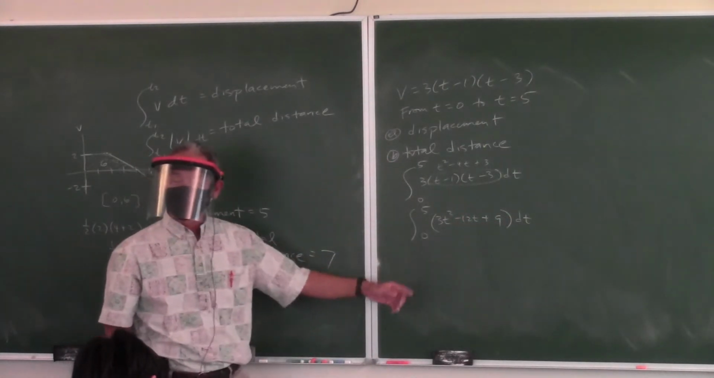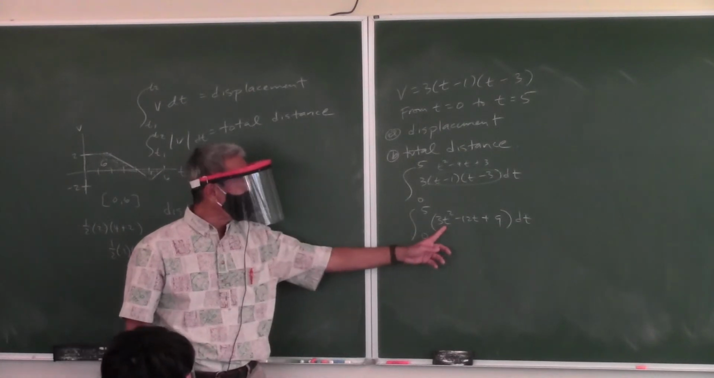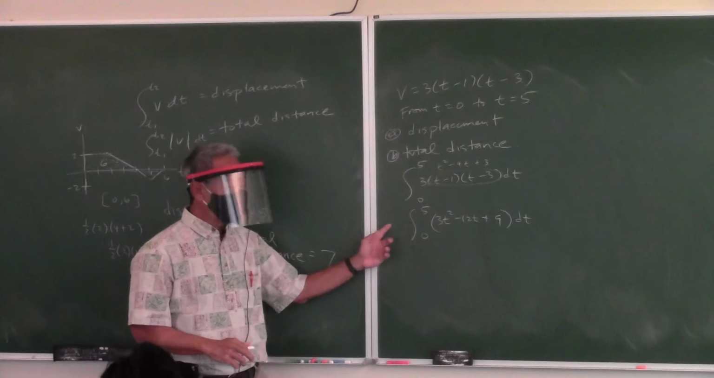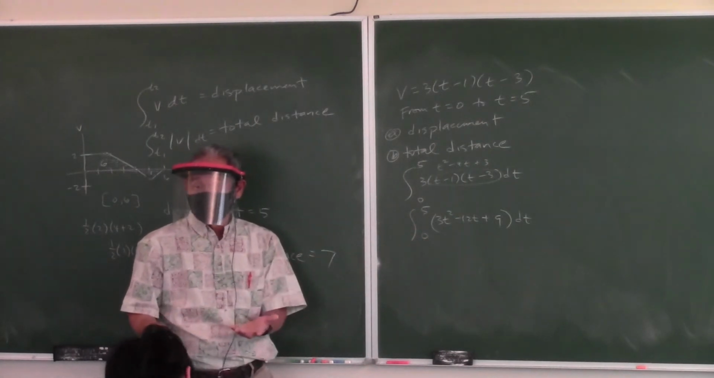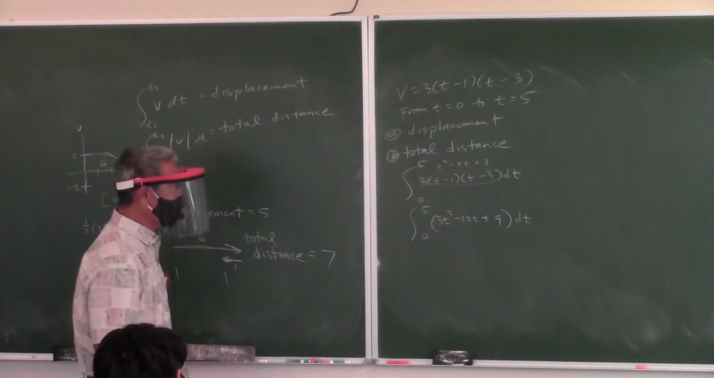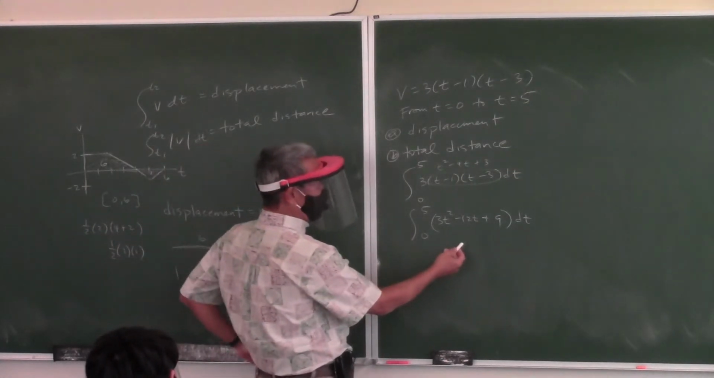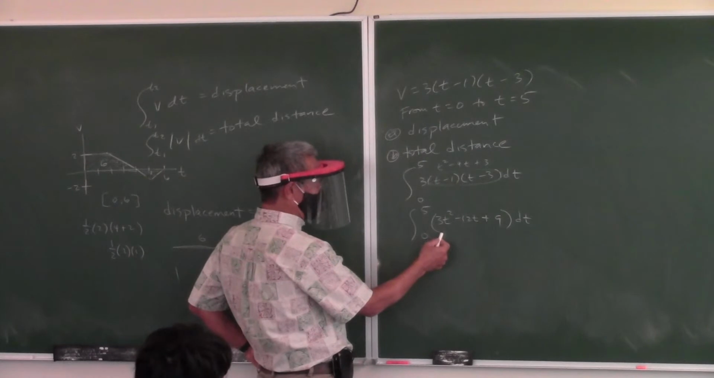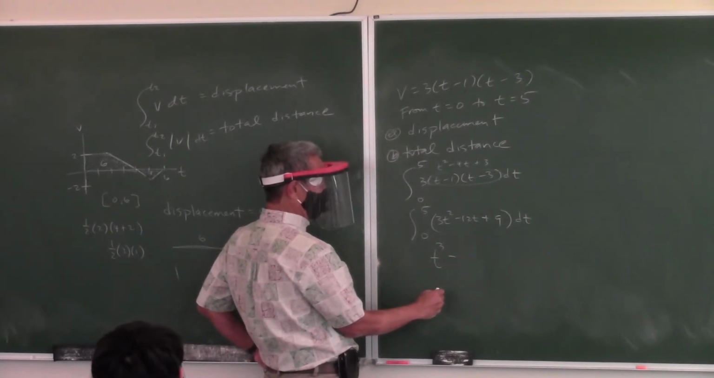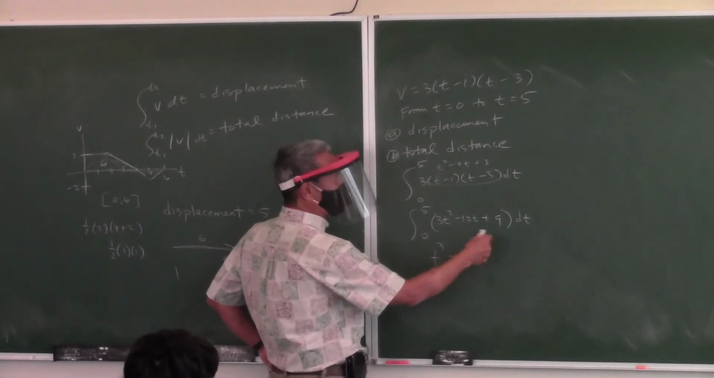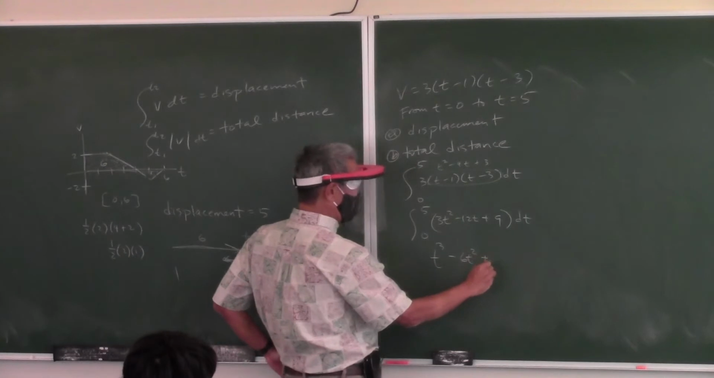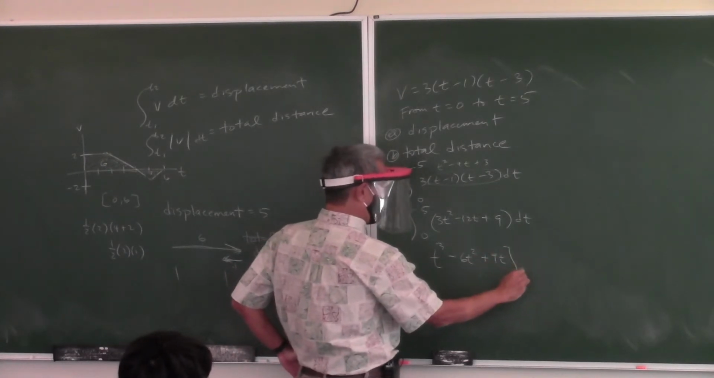Why is it better to have the 3 there? Because the antiderivative of that is just t cubed. Whereas if you put it out there, then the integral will be 1/3 t cubed, you get fractions, but it really doesn't matter. So how do we compute integrals? We find the antiderivative, which is t cubed minus 6t squared plus 9t, from 0 to 5. This is polynomial, you can't get easier than this.